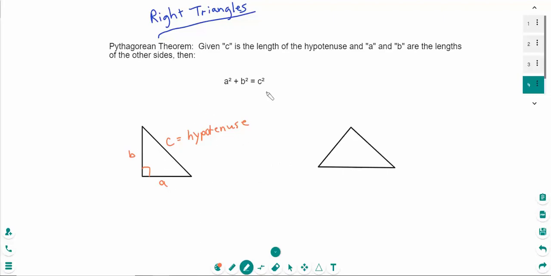All right. Now, once we have all of our sides labeled in our triangle and we know what side is which, we can start to look at the Pythagorean theorem and actually use it. So what is the Pythagorean theorem? Well, it says that given C is the length of the hypotenuse, and A and B are the lengths of the other sides, then, here's the important part, A squared plus B squared equals C squared.